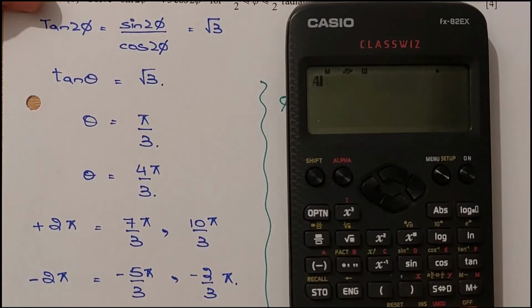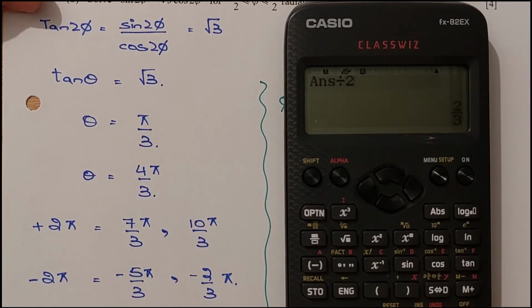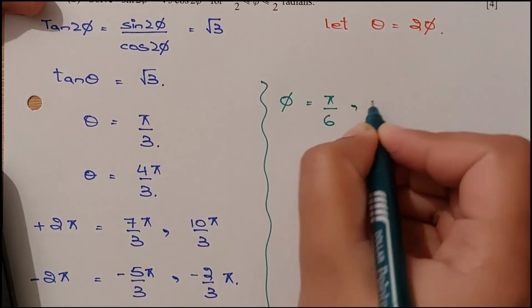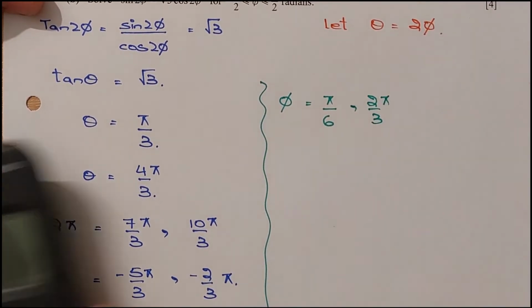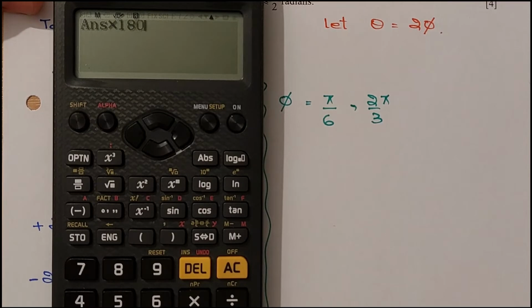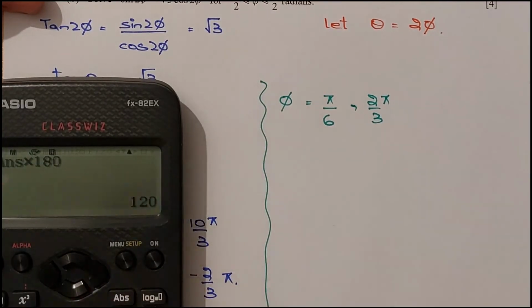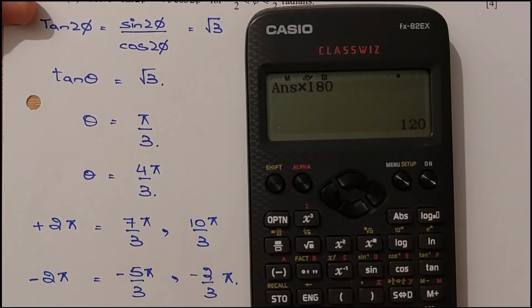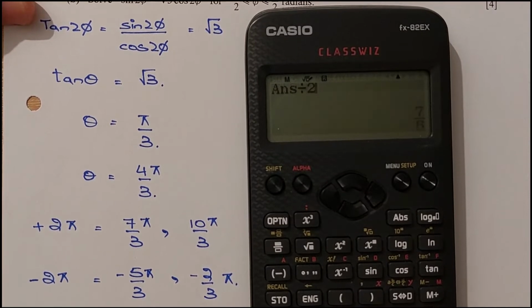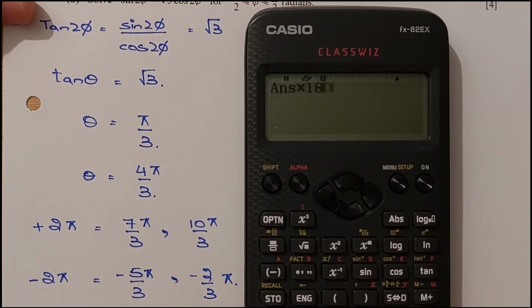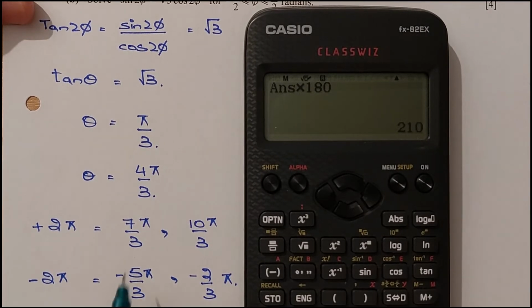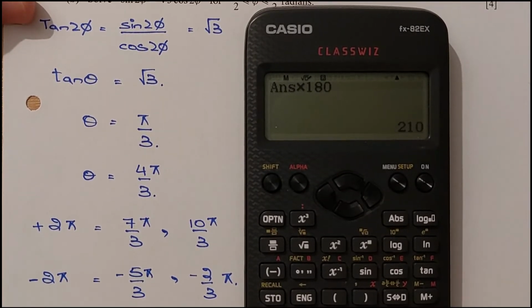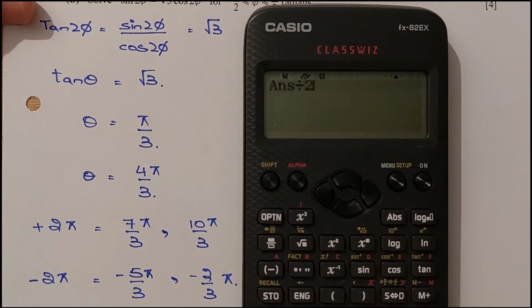Now 4 pi by 3, 4 by 3 divided by 2 is 2 pi by 3, right? 2 pi over 3 is 2 by 3 times 180. This is 120, 120 is more, so this is not in the given domain. Now let me check for the next. 7 by 3 divided by 2 is 7 pi by 6 and times 180, no, this is again not in the given range. Okay, 10 by 3 divided by 2, 5 pi by 3 times 180. No, this is again not in the given range.